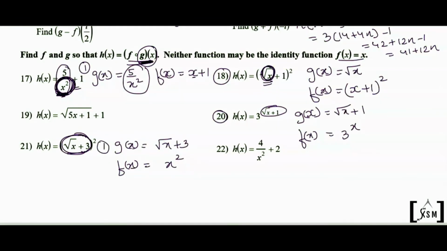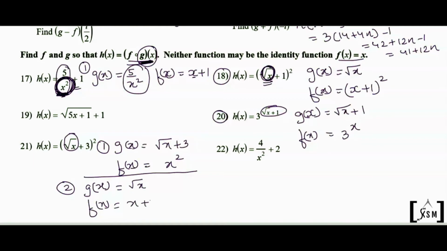Now another answer could be, let me explain that. I hope by now you have understood. The second answer could be, if I suppose g(x) as just root x, only this root x I supposed as g(x), so the f(x) would be x plus 3 and whole square.